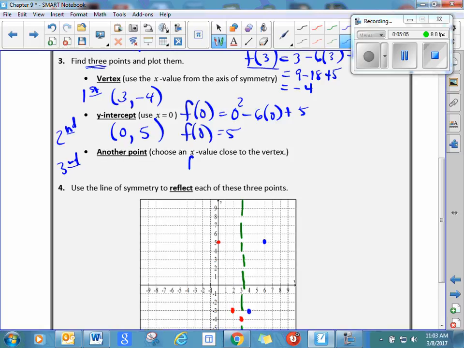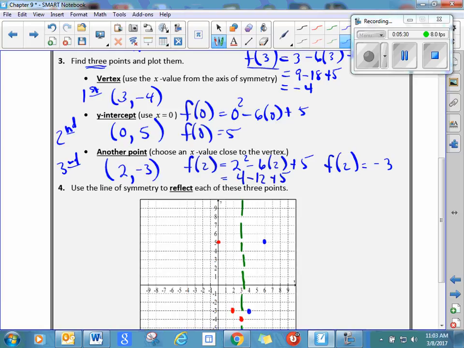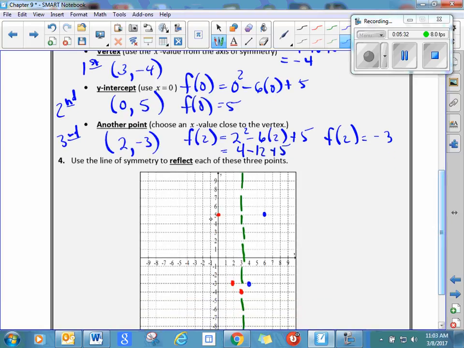So I am going to find f of 2. What is y when x is 2? So 2 squared minus 6 times 2 plus 5. Be careful with your signs. That's 4 minus 12 plus 5, and that ends up being negative 3. So f of 2 is negative 3. So our ordered pair would be 2, negative 3, which is my third red point down here, 2, negative 3.